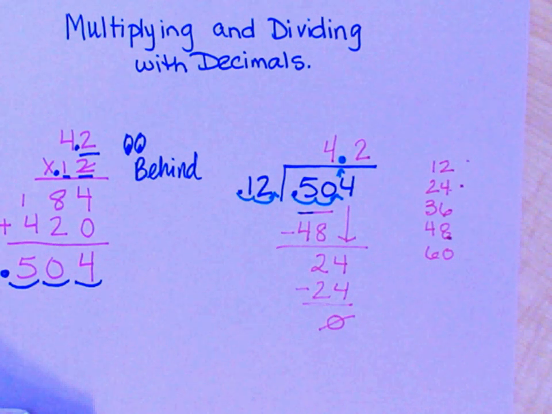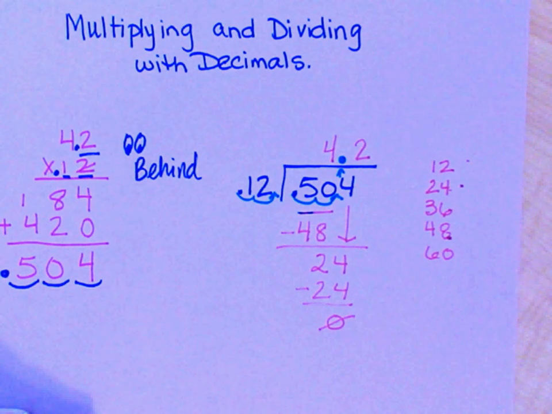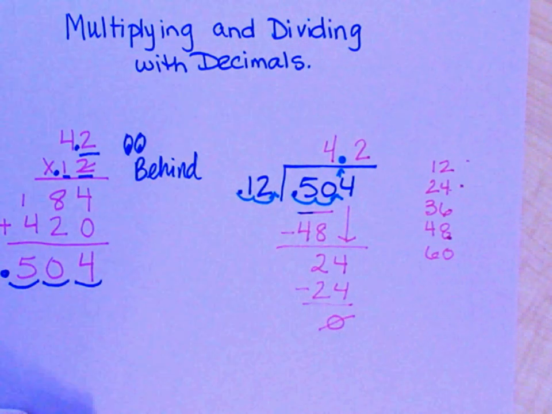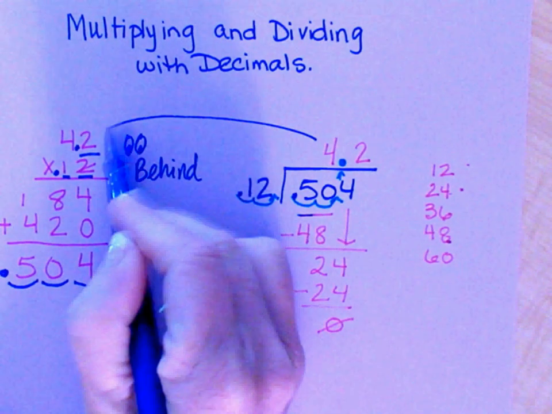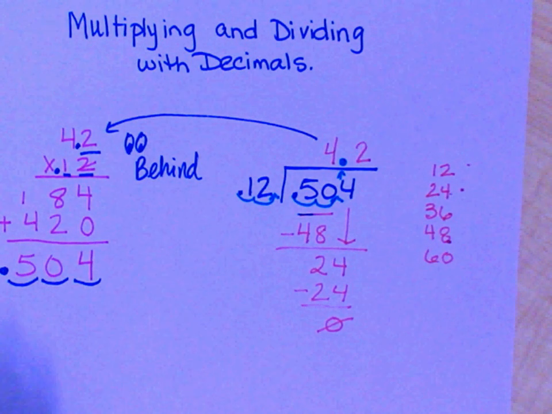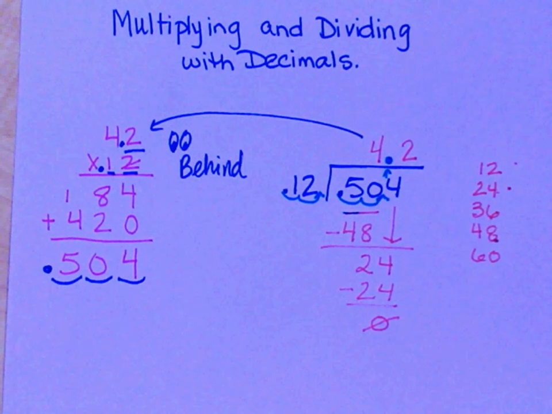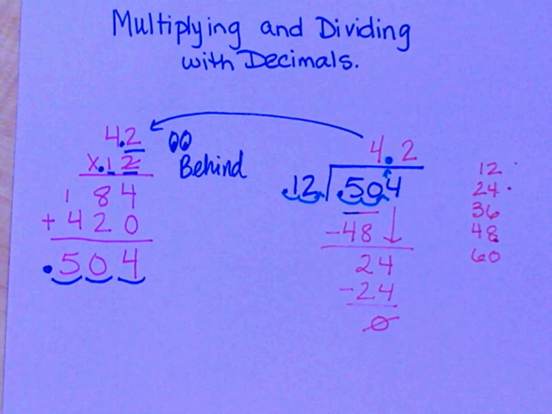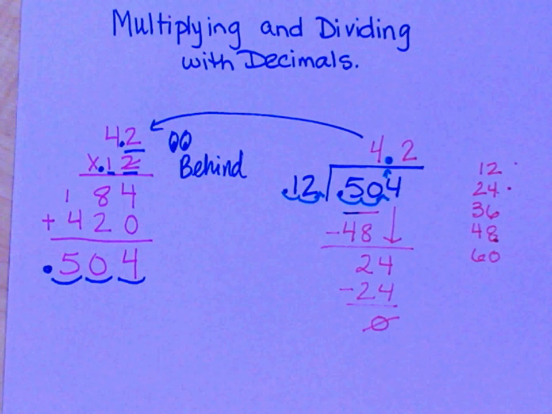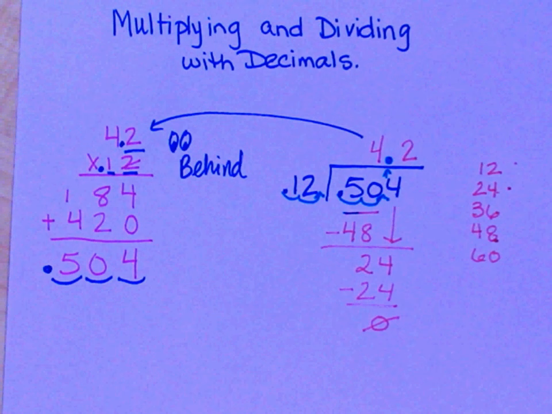Now let's check our work. I ended up with 4 and 2 tenths. Is that the same answer that I started with over here at the top? So now I've multiplied and gotten an answer with decimals, and I've also divided to check my answer, and I end up with the same answer on the top. So this is how we multiply and divide.